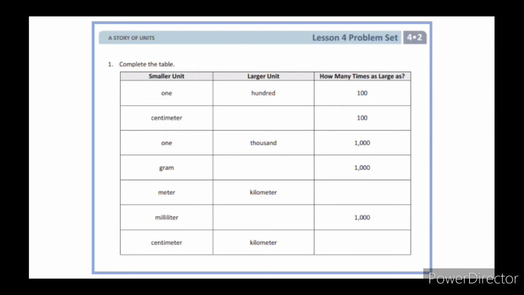So centimeter, what is the larger unit? The larger unit is what? My meter. And what is the relationship? I have 100. You can see that 100. So 100 centimeters will give me what? 1 meter. Always remember this relationship. It helps us in converting. And the next one, you can see that.